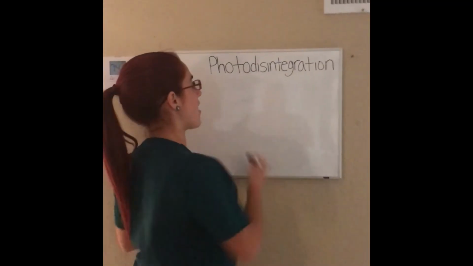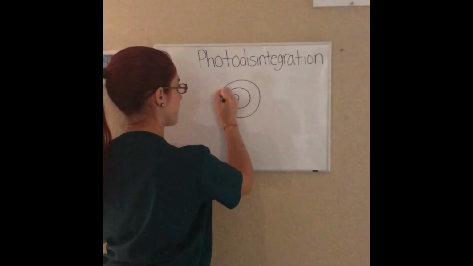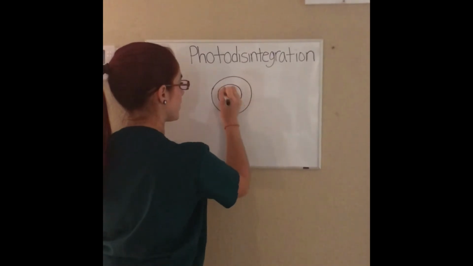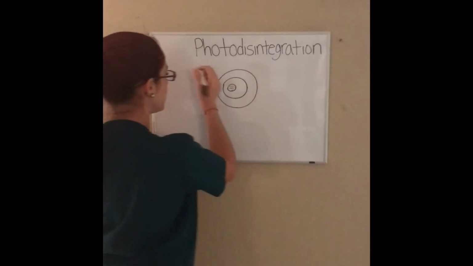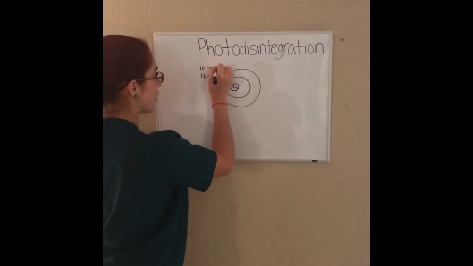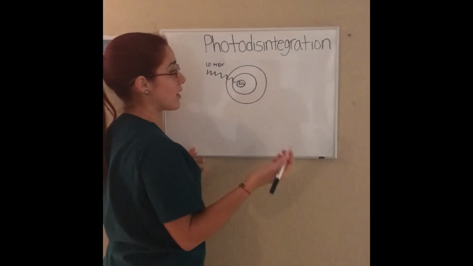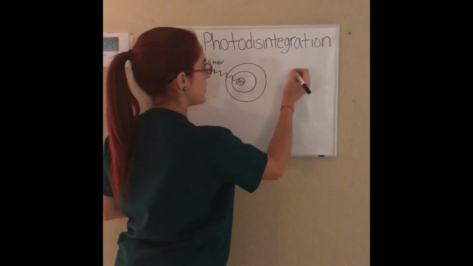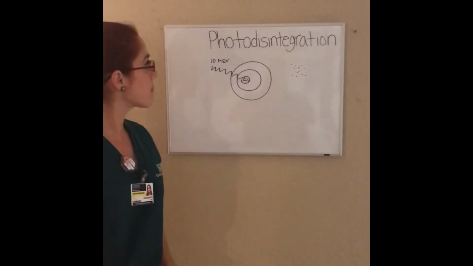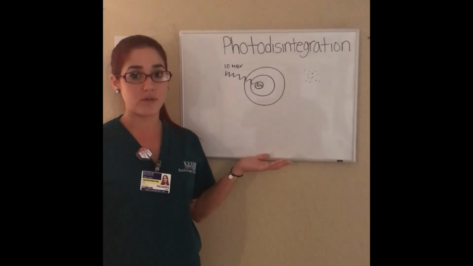The next interaction we're going to be talking about is photodisintegration. Photodisintegration occurs when a very high energy photon hits the nucleus at 10 MeVs or greater. Once it hits, the nucleus absorbs it, causing it to become excited. The excited nucleus then emits nuclear fragments. This kind of interaction does not occur in diagnostic imaging because the energy levels are too high.